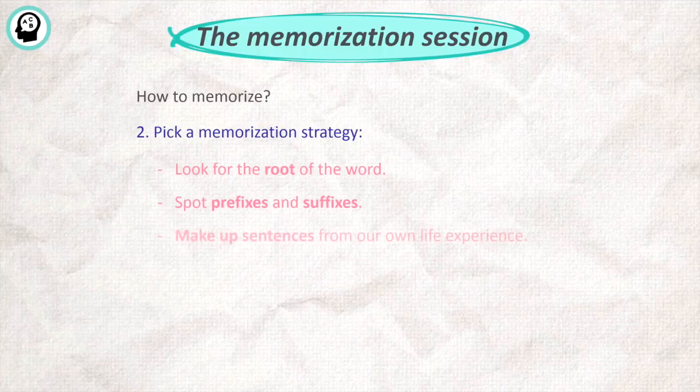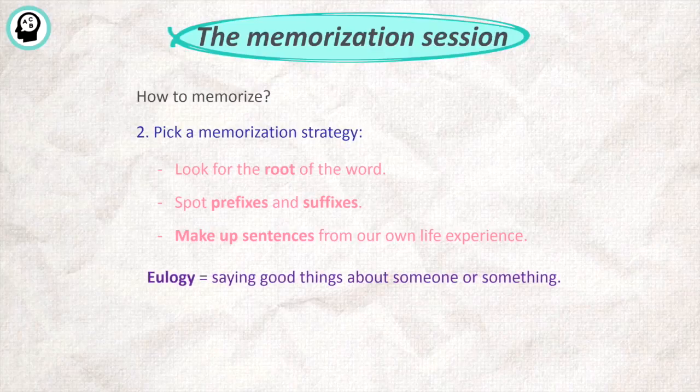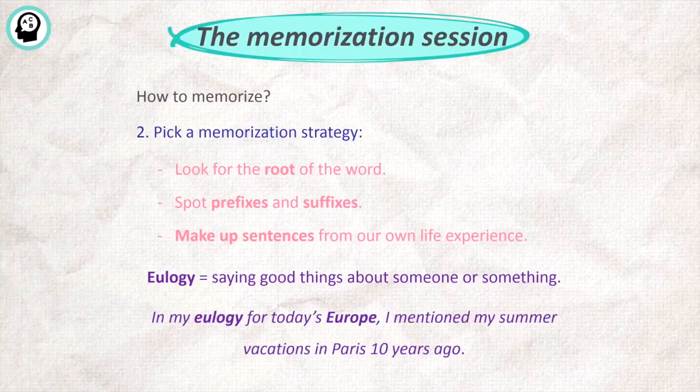Another strategy is to make up sentences from our own life experience. Eulogy, for example, means saying good things about someone or something, usually after they're already dead. Now, since it starts with EU, like Europe, we should make up a sentence that connects eulogy with praise for Europe, such as, "In my eulogy for today's Europe, I mentioned my summer vacations in Paris 10 years ago."